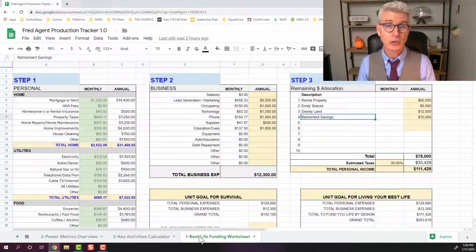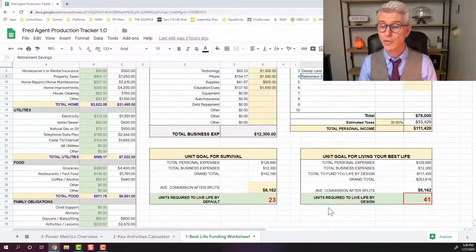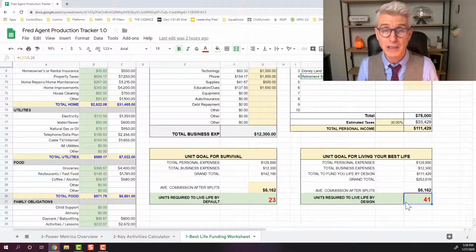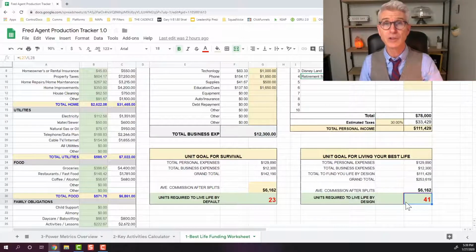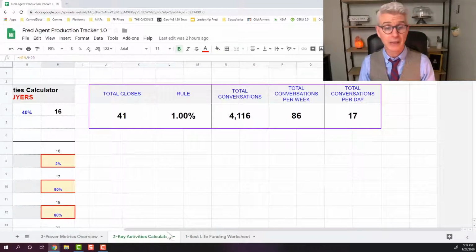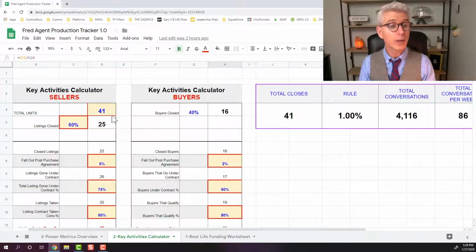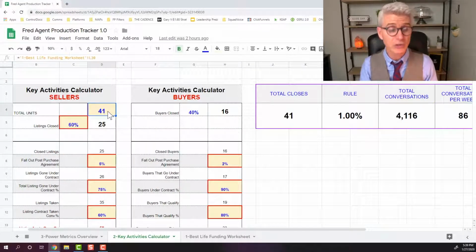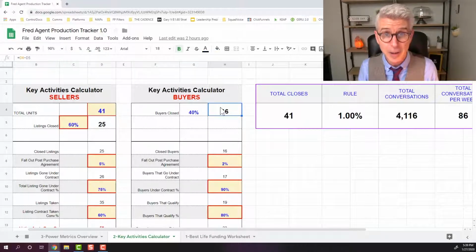The example we're using is Fred. Fred needs to do 41 units. So now we know that for Fred to fund his perfect vision of his best life, he needs to do 41 units. This sheet will automatically populate that 41 unit number into the activities calculator for buyers and sellers. Fred needs to close 25 sellers and 16 buyers.